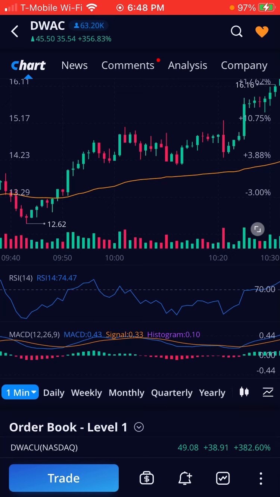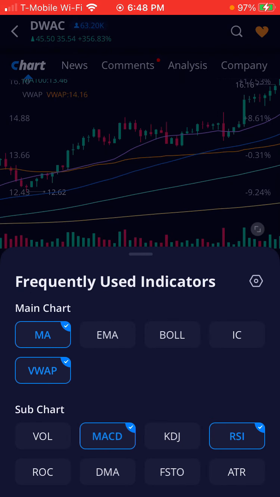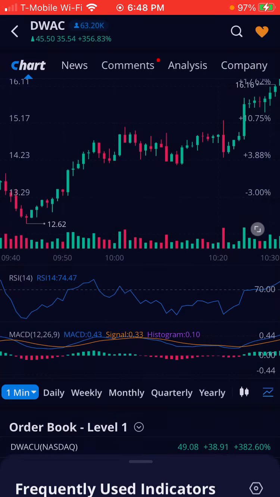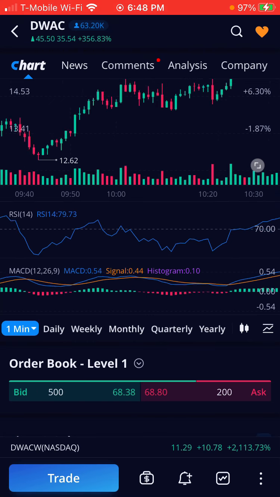Like I said, to activate your MAs and your VWAP, you'll click this down here in the bottom right. It'll pop up this little indicator list, and then you can click whatever you want. I don't mess with the EMA, Bollinger Bands, or IC. I think Jordan may be able to explain Bollinger Bands a little bit better. And then I'm going to take all these off and leave these bottom two down here, this RSI and this MACD.